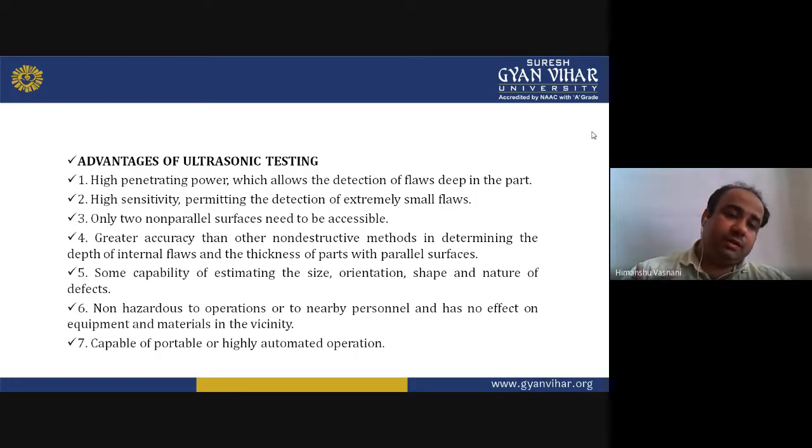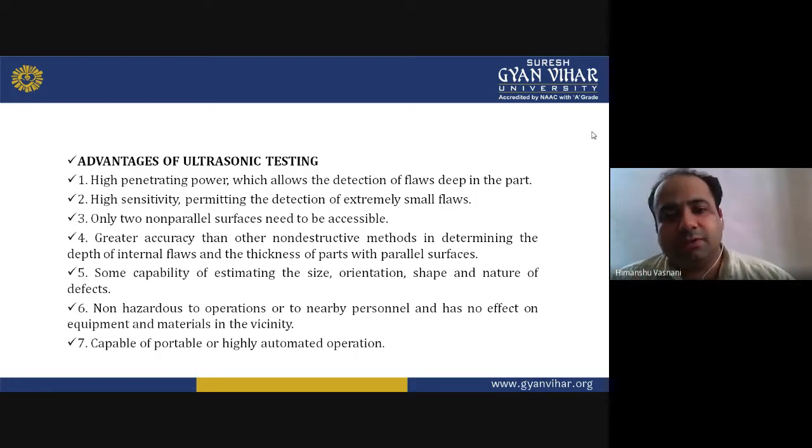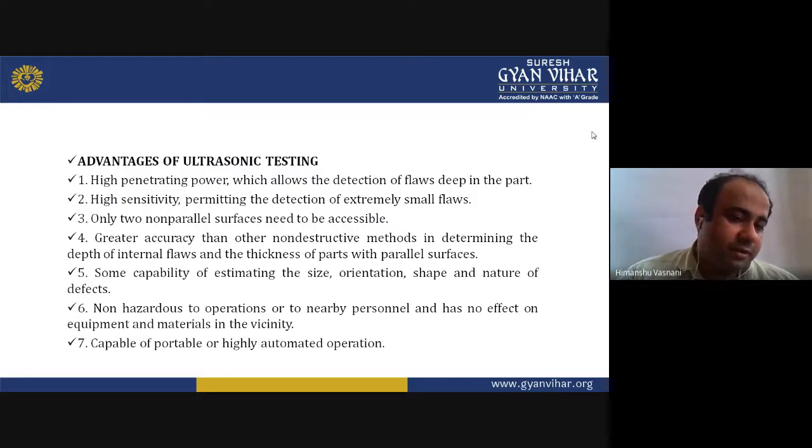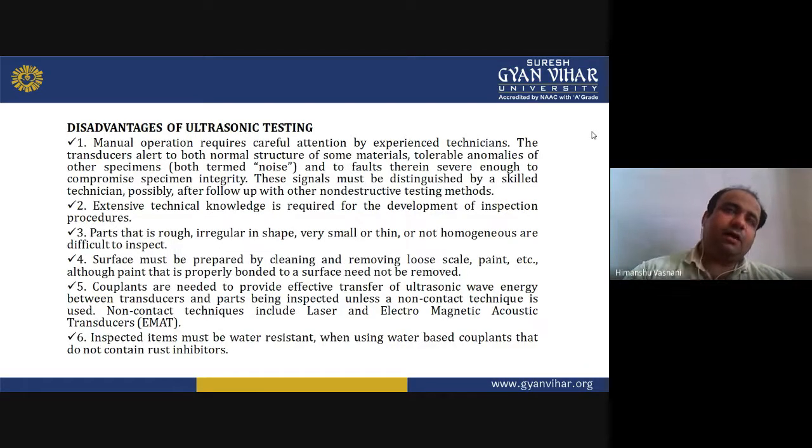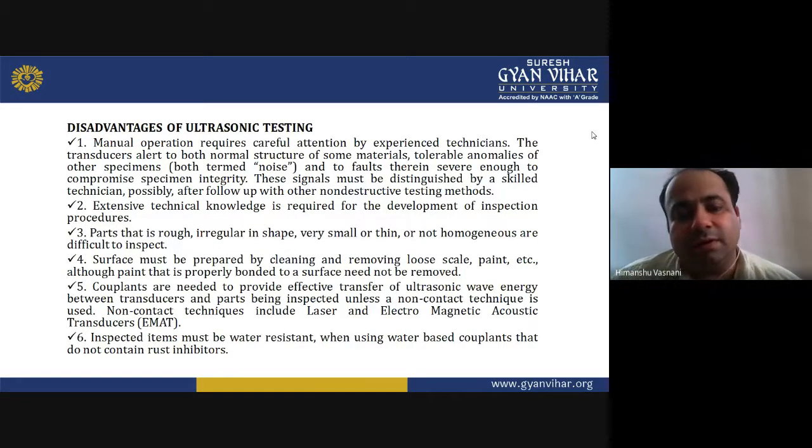It is good because it is non-hazardous to operations and nearby personnel and has no effect on the equipment and materials in the vicinity. This is a good advantage. And it has greater accuracy for determining the depth of internal flaws and thickness of parts with parallel surfaces. So this is a very good advantage that is available with it.